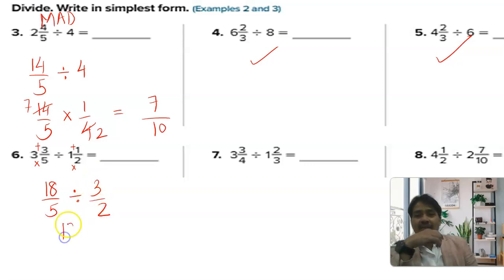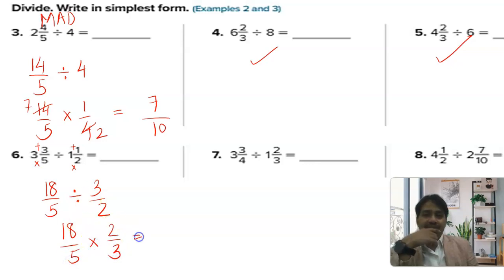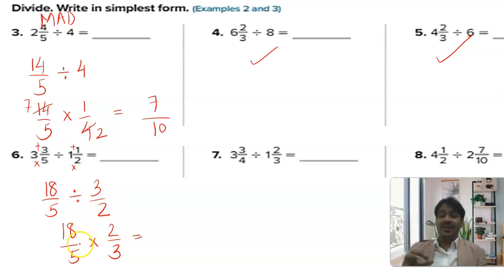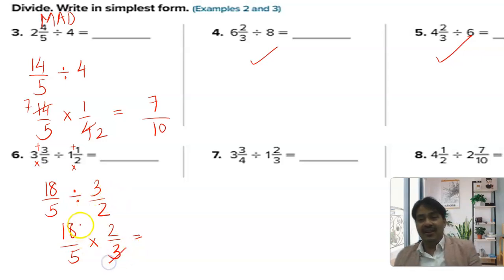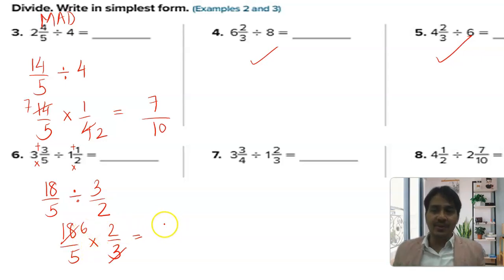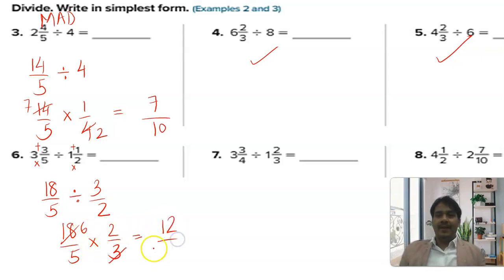So now keep, change, flip. Then just have a look. If there is a number in the numerator and denominator, just check whether you can divide this straightforward. So 3 can divide 18 6 times. And well, that's it. Just multiply this and find the final answer. 6 times 2 is 12. And denominator is 5. So that's how you have to solve these.